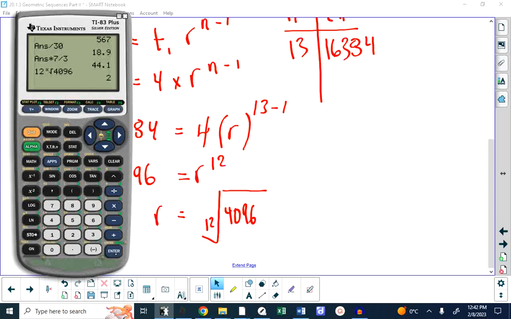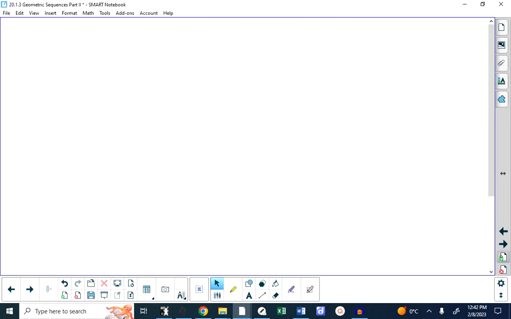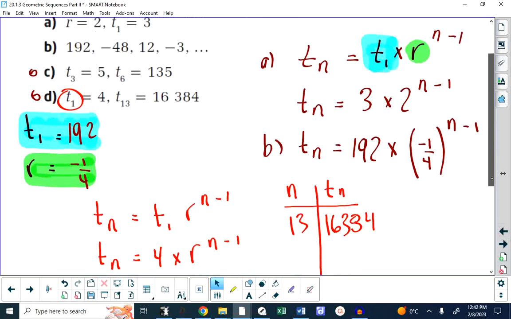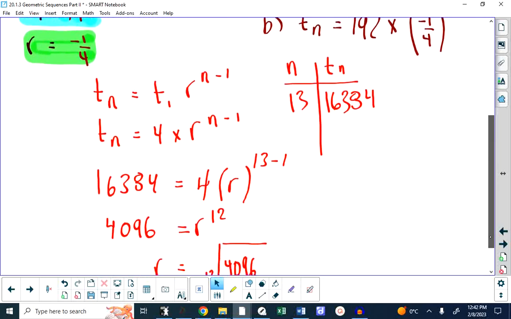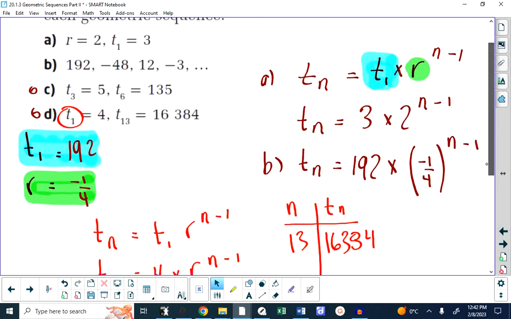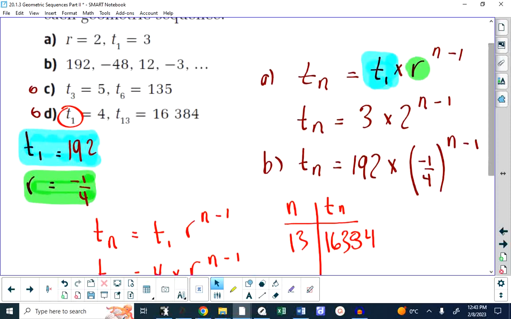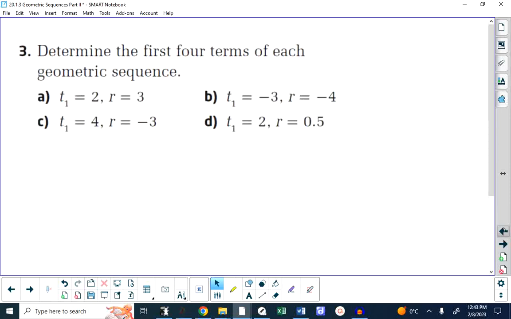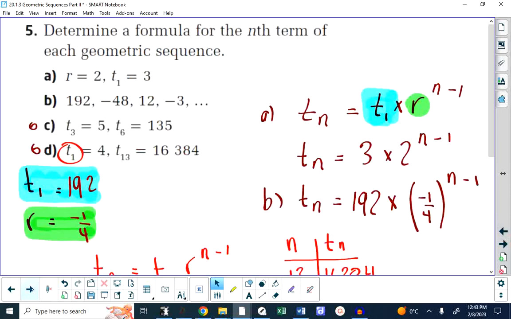Now you know the common ratio, so you can put in the common ratio and the first term. But notice, when you take a look at C, C cannot be done this way because you don't know the first term. C has to be done this way by talking about multiplying by the common ratio a number of times. So when you do C, I'm not going to finish it, I'm just going to set it up for you.